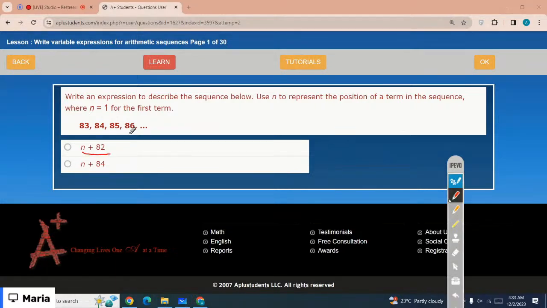You can check with the first one, n plus 82. The first value is n equals 1. So just replace the n with 1. 1 plus 82 equals 83. That is the first term in the sequence, right? You can check for the second one, n equals 2. 82 plus 2 is 84. That is the second term.